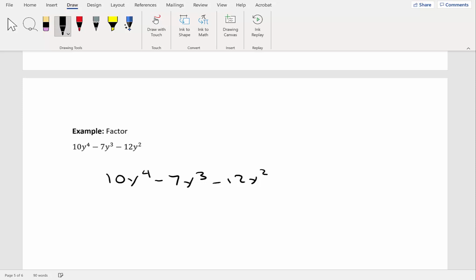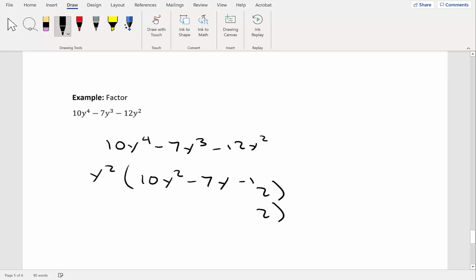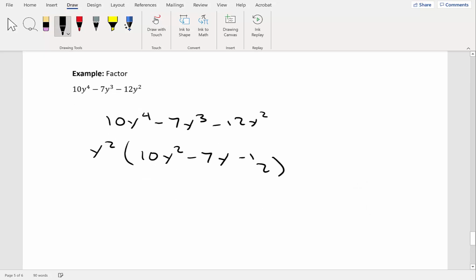Our GCF is, since they all have a y squared in common, we're going to factor out a y squared first. And now we're left with 10y squared minus 7y minus 12. And now we could go ahead and use the AC method to factor out what's left over in the parentheses.